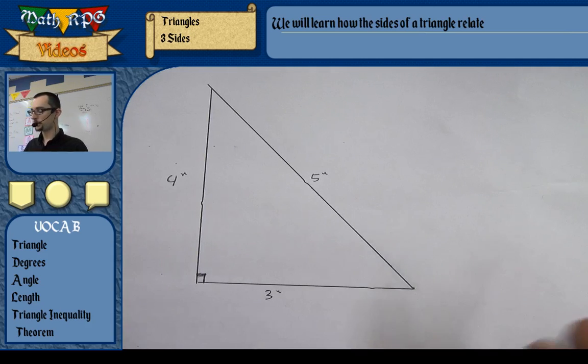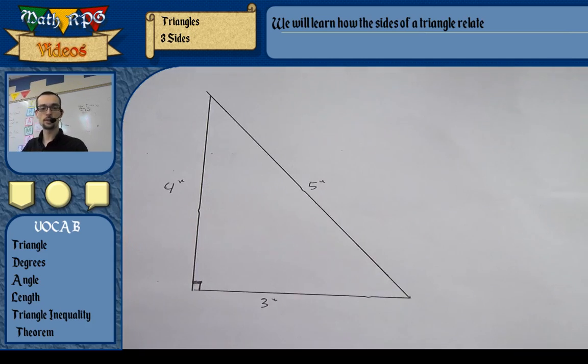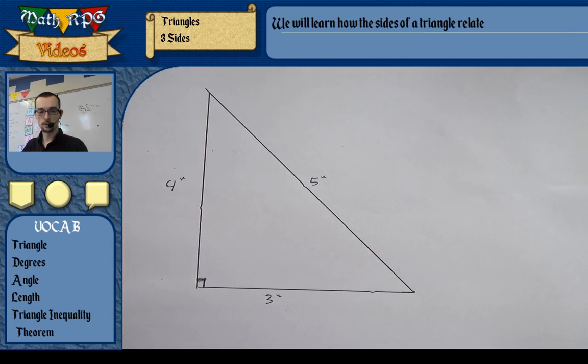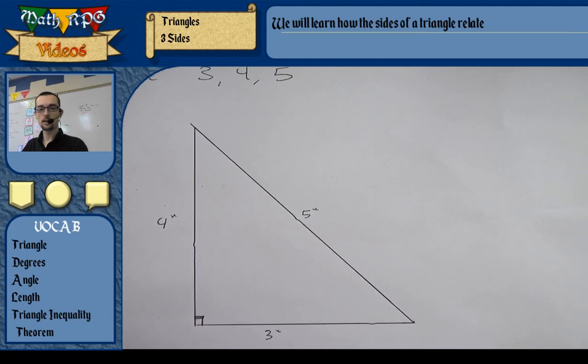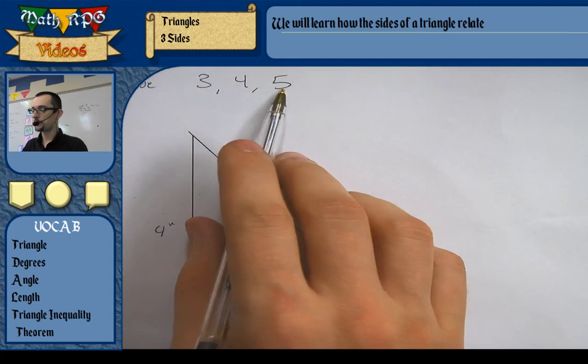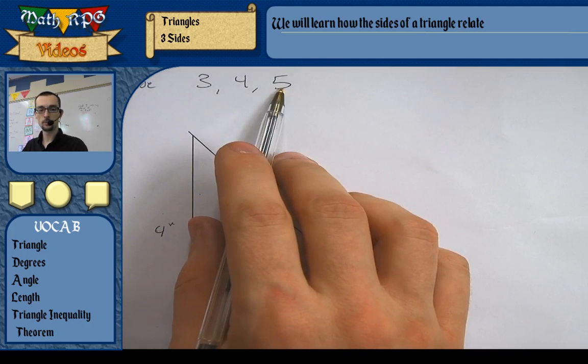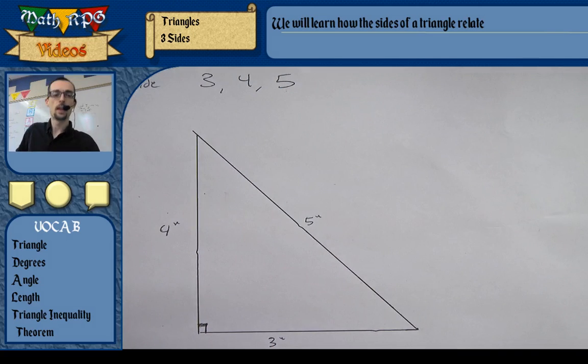But in fact, if I have these lengths, I can indeed make a triangle with side length 3 inches, 4 inches, and 5 inches. That's totally possible. Now, let's imagine that I doubled one of these. I doubled that 5 to be a 10. Actually, hold on. Let me ask this one. Is it possible for me to give any three numbers, any three lengths of sides, and for those to connect to make a triangle?